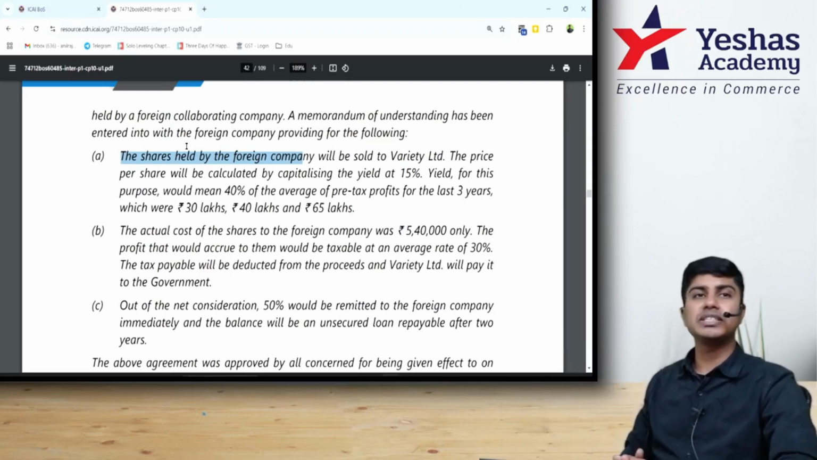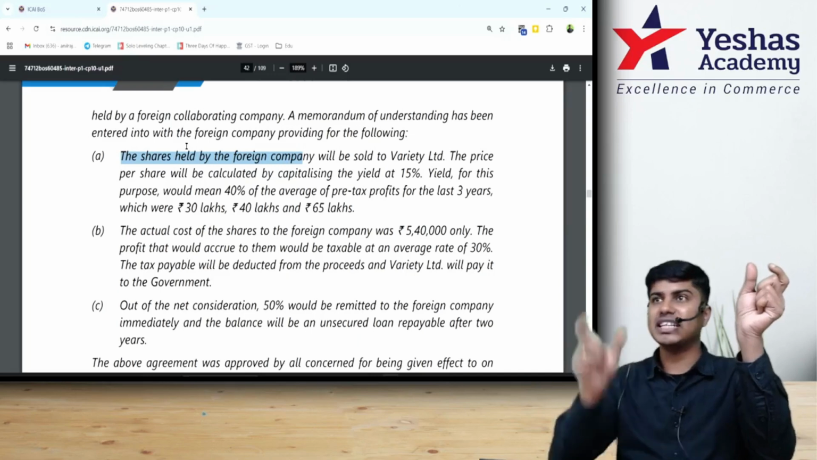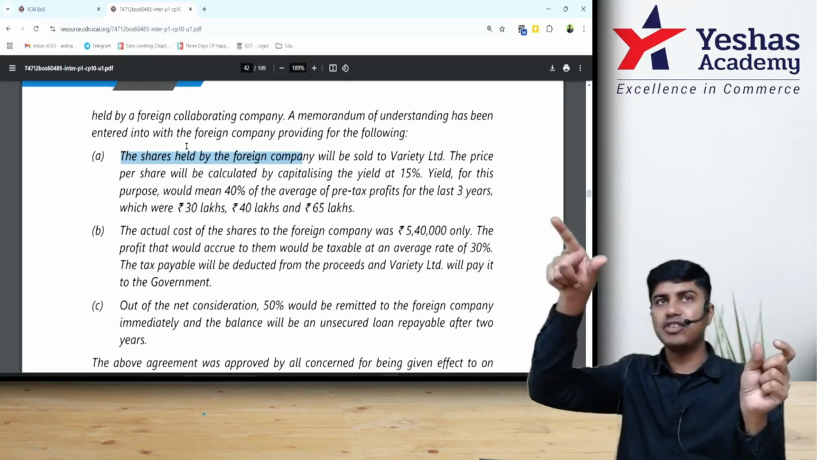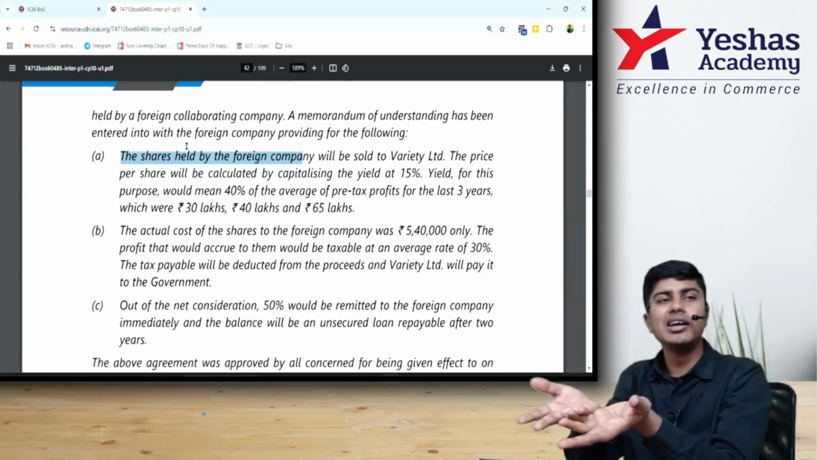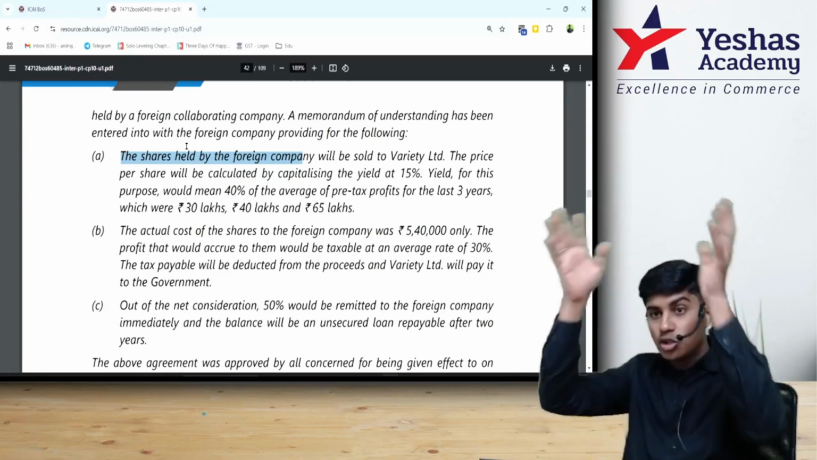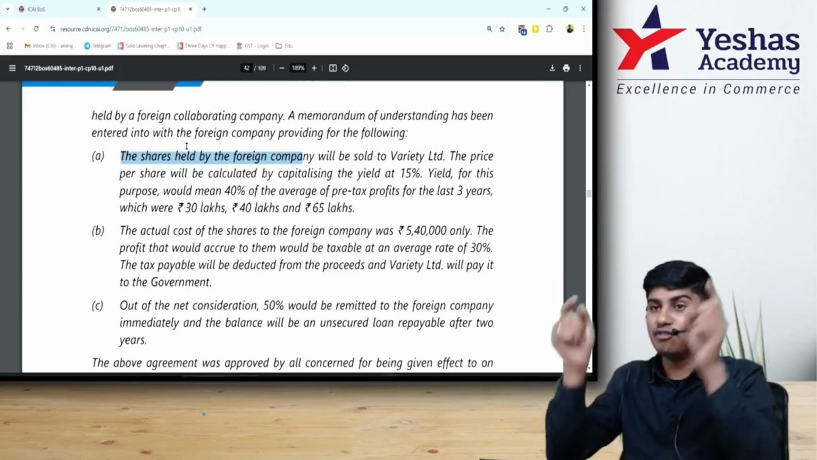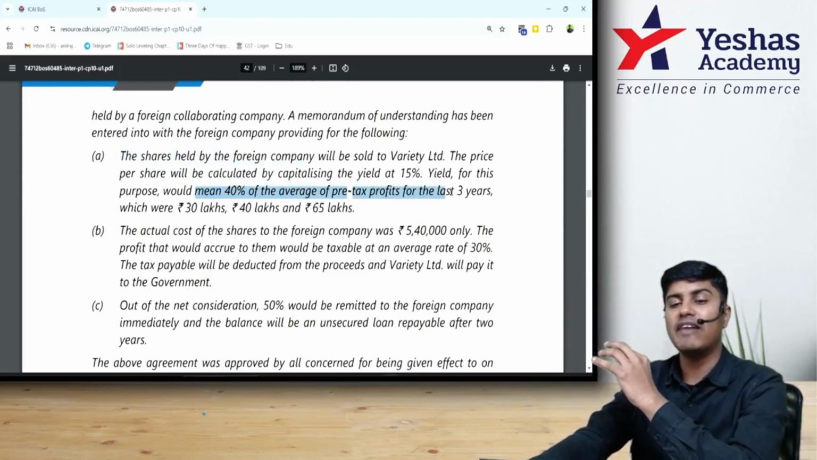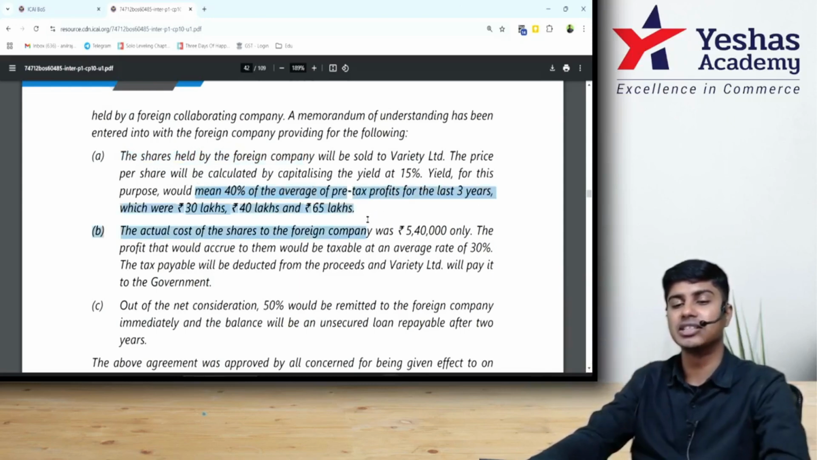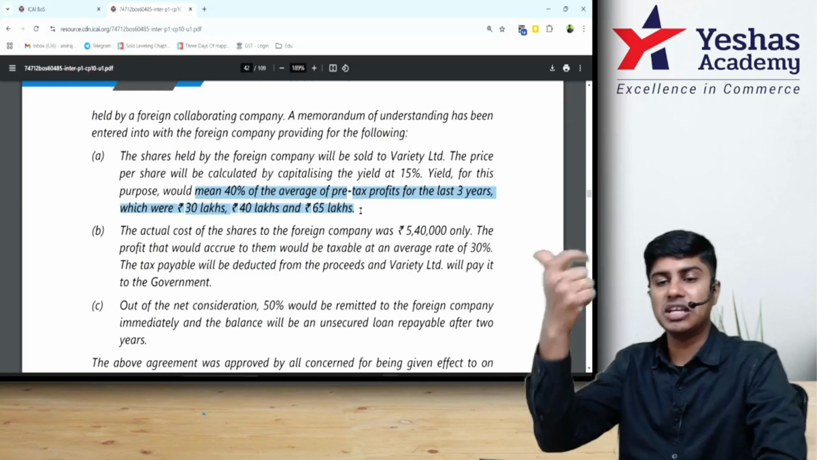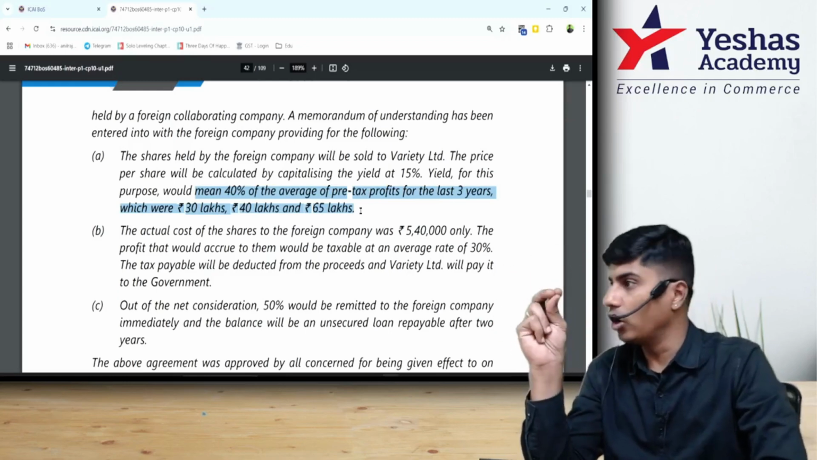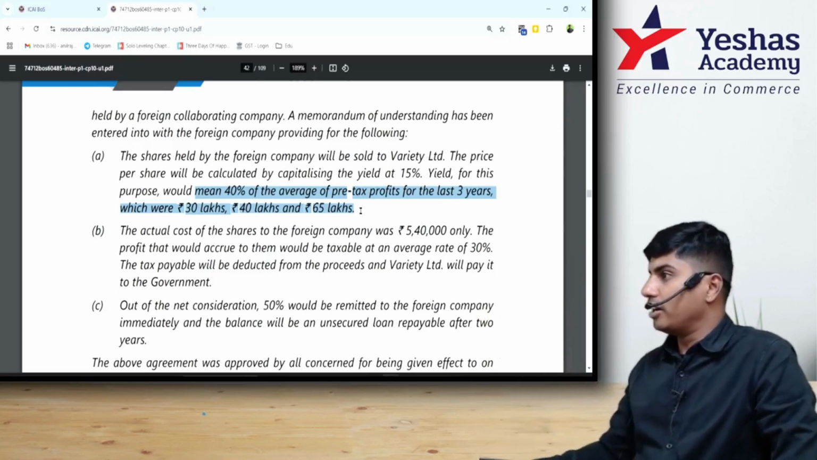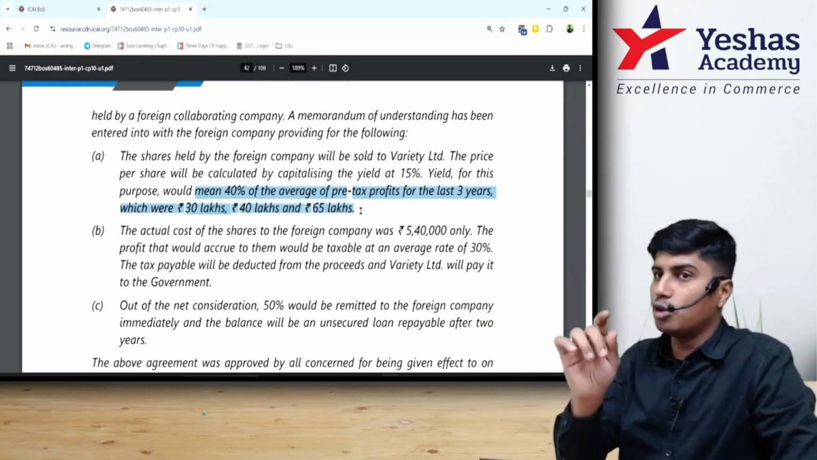So if the yield is 15%, capital is 100. How much is the yield? You write here: yield divided by 15 into 100. If you do that, you will get the capital. That is the overall valuation of the company. For this purpose, yield is computed as 40% of the average pre-tax profits of the last 3 years. So what did we do? We took 30 plus 40 plus 65, added all three, and divided by 3. We found the average pre-tax profit, which we multiplied by 40% to find the yield.